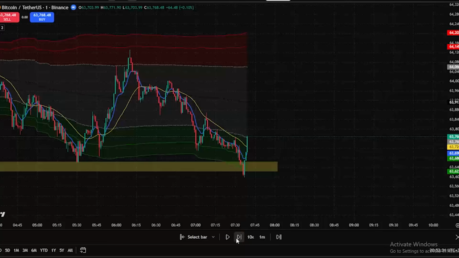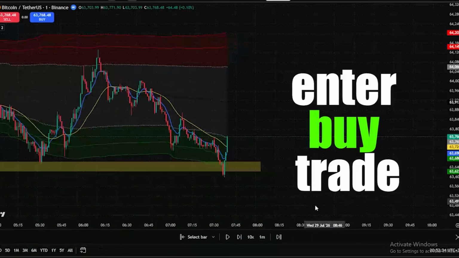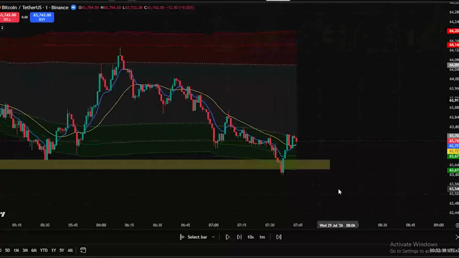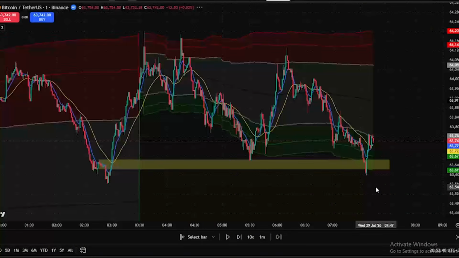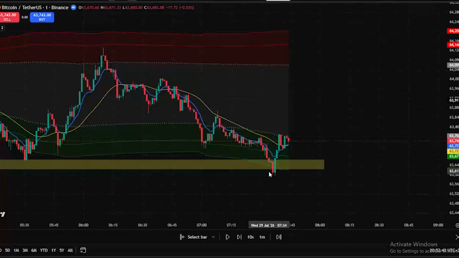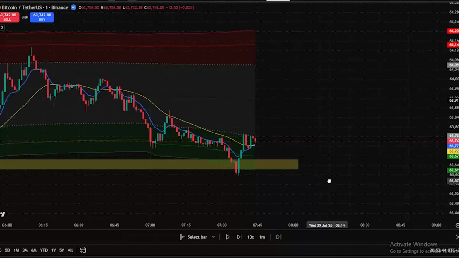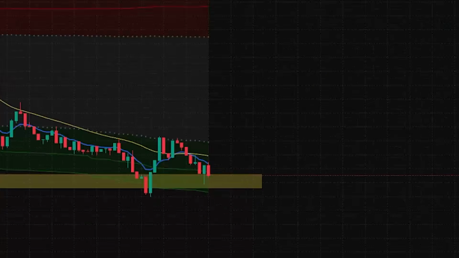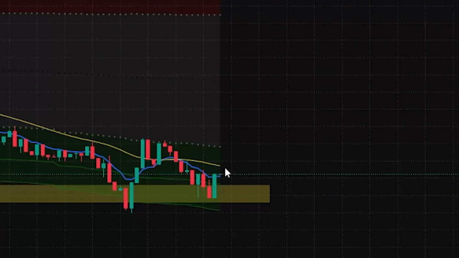Now let's take a look at a real example and see how this strategy decides whether to enter a trade or stay out. Here we have the Bitcoin chart. The first thing we check is the overall market direction. Price is trading above VWAP, which tells us that buyers are currently controlling the average market price. But we don't enter immediately. The EMA also needs to confirm the momentum.